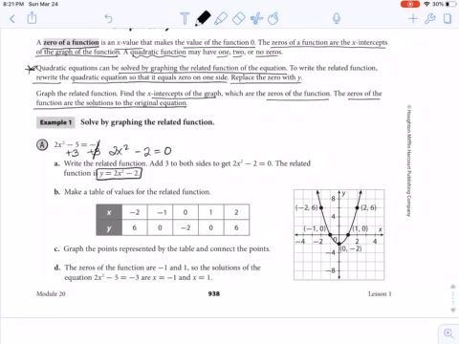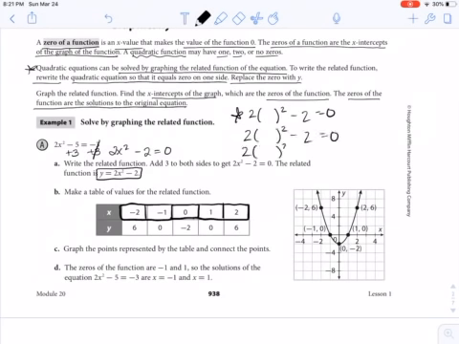So now we're looking at our table here, so we're going to plug all these points in for x. I'm going to start up here for more space. We have 2 times x squared minus 2 equals 0. Not x, but it is x squared minus 2 equals 0.